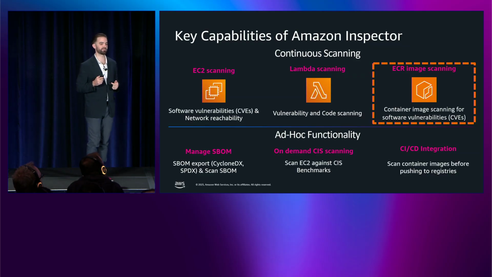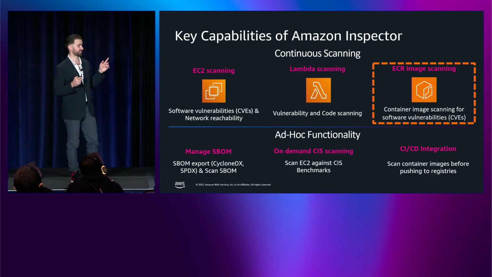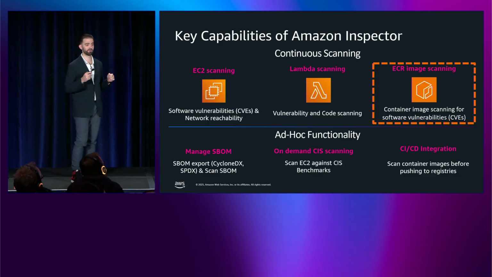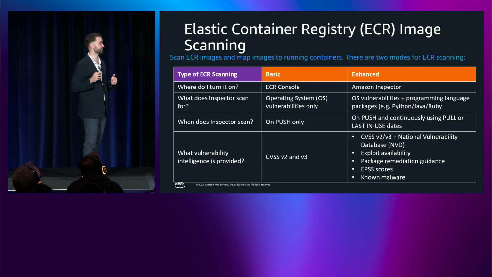The third main resource type that Inspector scans for are Elastic Container Registry images. So Inspector is actually scanning images and not running containers, and I'll talk a little bit about how we can help you bridge the gap between how you're actually leveraging containers versus what Inspector is providing you. And I'll get into some of the details about how this works.